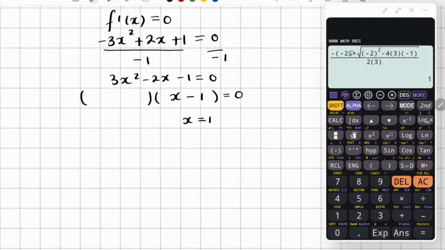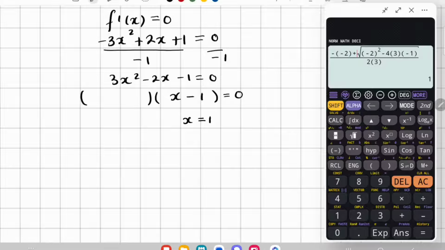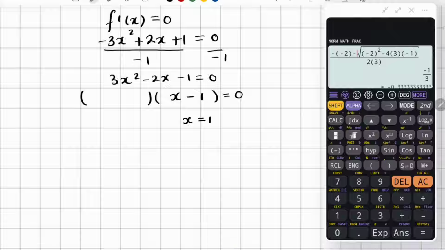Okay, to find the other factor, I would change the sign now to a negative, so minus now. And then this is what I get, but it should be a fraction. So there, it's negative 1 over 3. And this is how I'm going to put it. I say x is equal to negative 1 over 3.